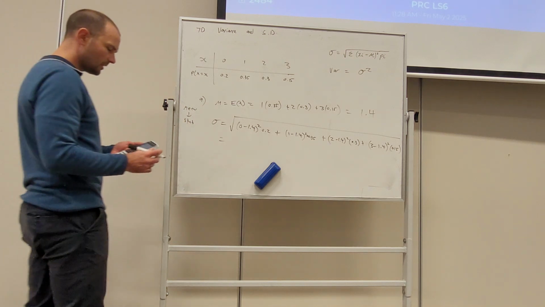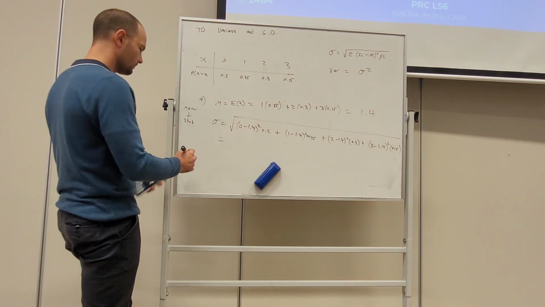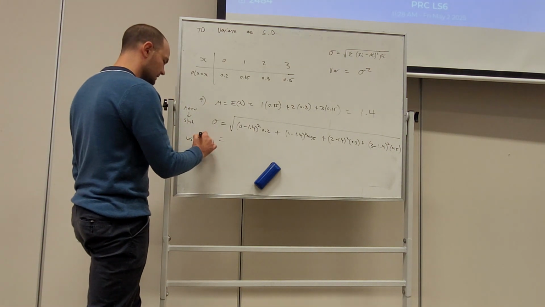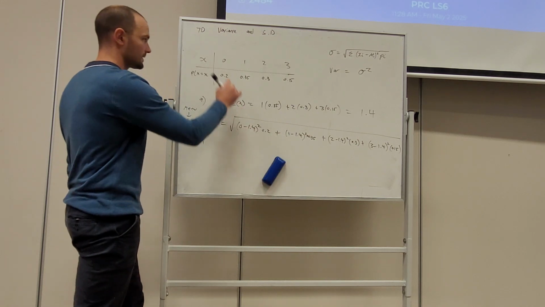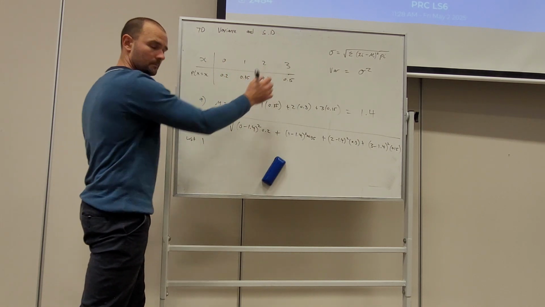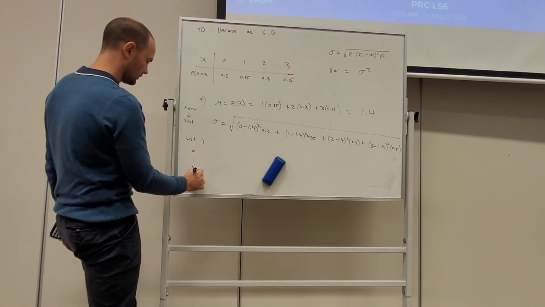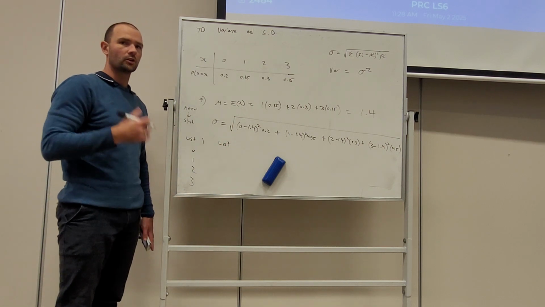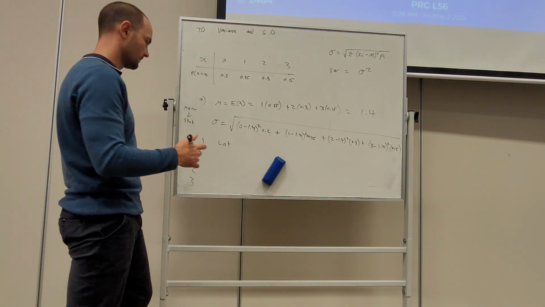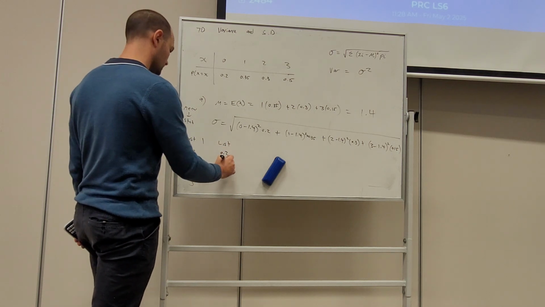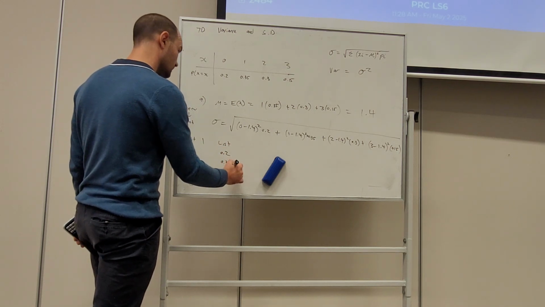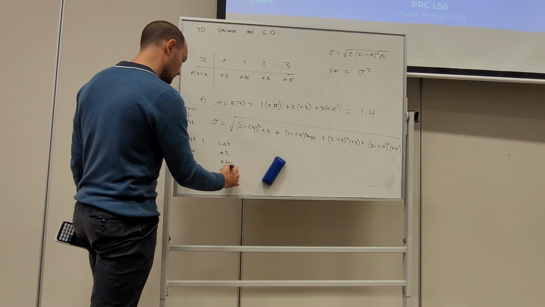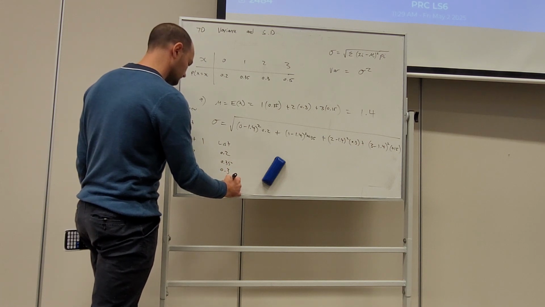Okay, and then what you can see, we've got list 1, list 2. Now in list 1, we're going to list the events. So our events are 0, 1, 2, 3. And in list 2, we're going to list the corresponding probabilities. So that's going to be 0.2, 0.35, 0.3, and 0.15.